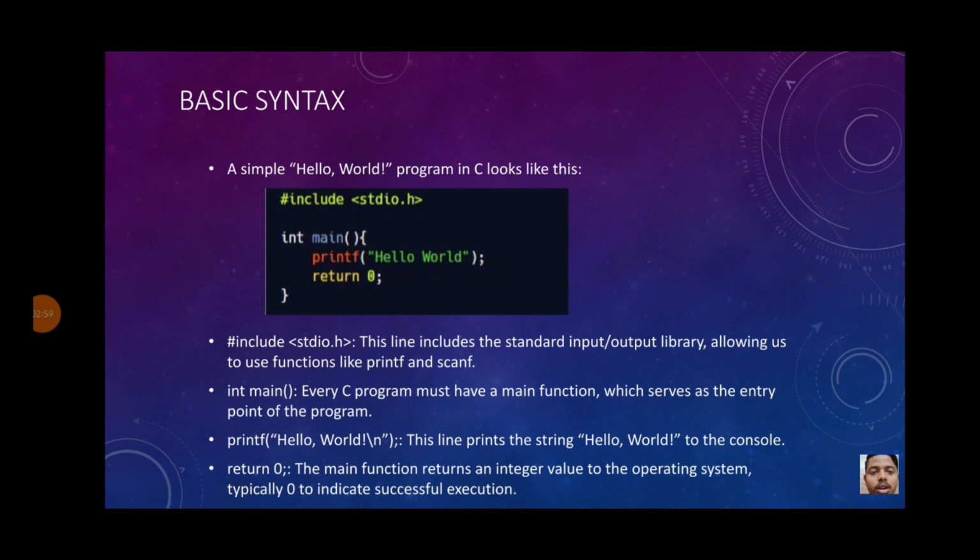Next line, int main. This is the main function from where the program starts to execute. Every C program must have a main function which serves as the entry point of a program. Next, printf in brackets, hello world, \n and semicolon. This line prints the string hello world to the console. Return 0 semicolon. This main function returns an integer value to the operating system, typically 0 to indicate successful execution.